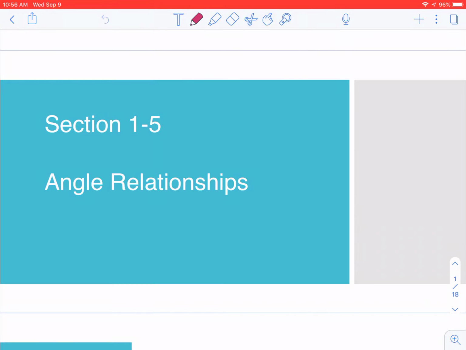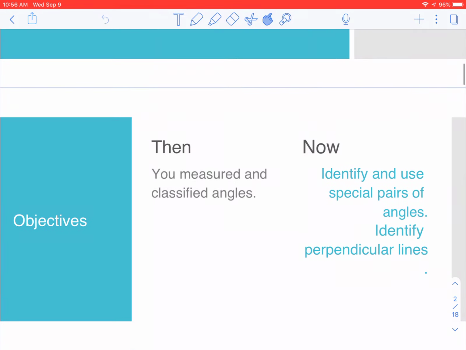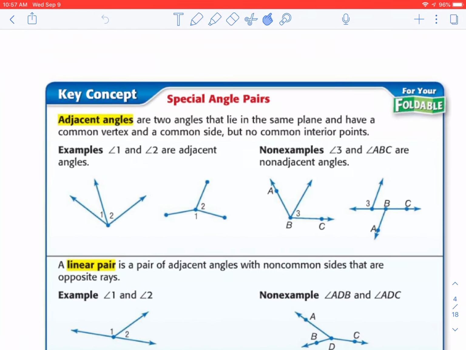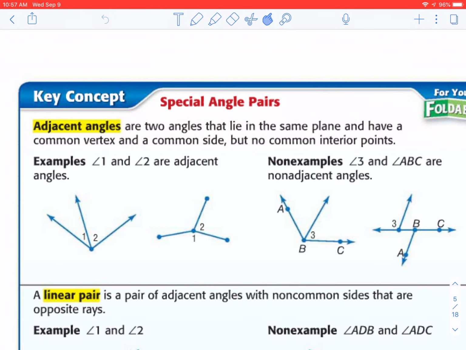and that is section 1.5, angle relationships. Now we're going to see how these angles are related, learn some new vocab. All right, so here's the vocab, and you're going to want to know this for all semester.